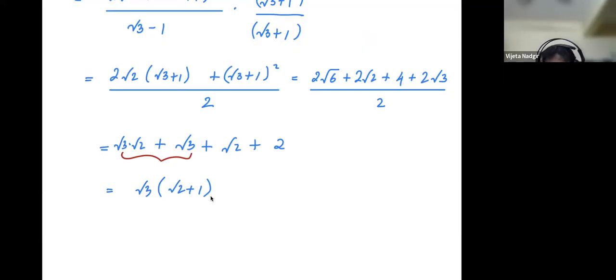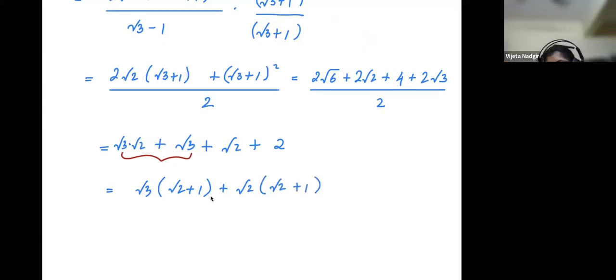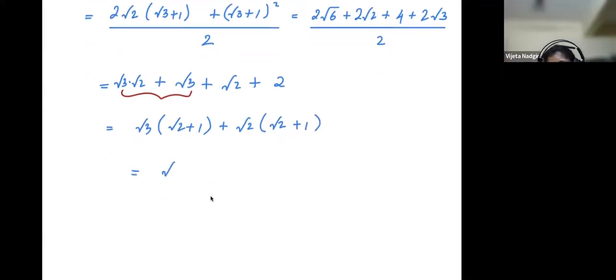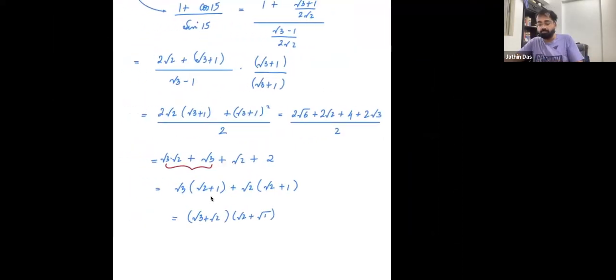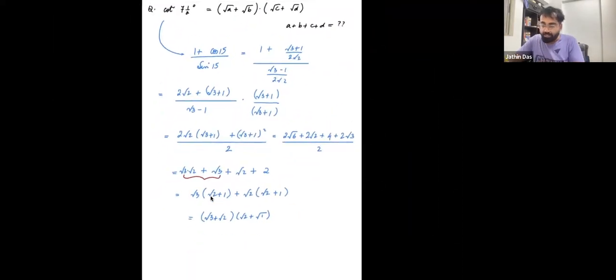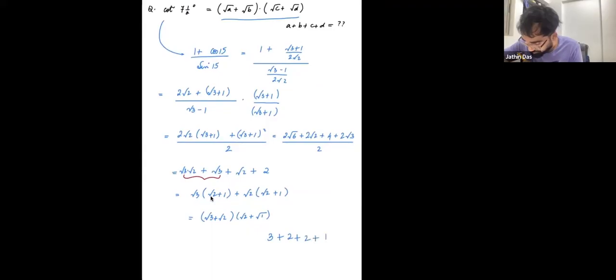Root 2 plus 1, root 3 plus root 2, plus, I'm taking root 2 common. Root 2 plus 1. Correct? So root 3 plus root 2. 1 I can write as root 1. So it came in this format. So it is 3 plus 2 plus 2 plus 1. Answer is 8.